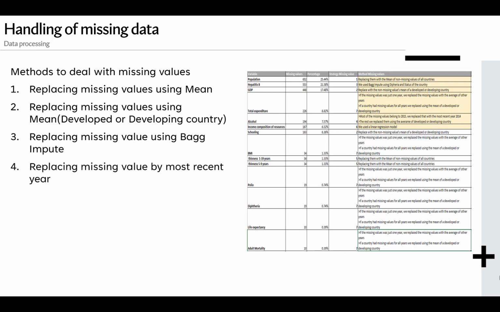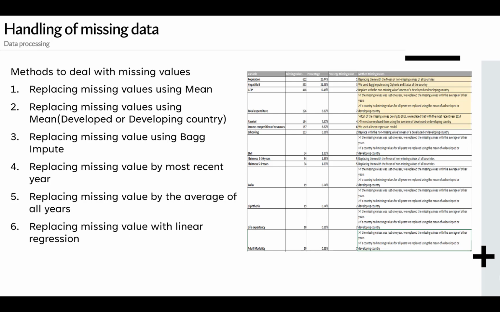Strategy 4, replacing missing values with the most recent years. For example, alcohol predictors, most of the missing values belong to the year 2015. So we replace these missing values with the year 2014. Strategy 5, in some predictors like total expenditure, only 1 year was missing. We realized about that. So we decided to replace the missing year with the average of the rest of the years.